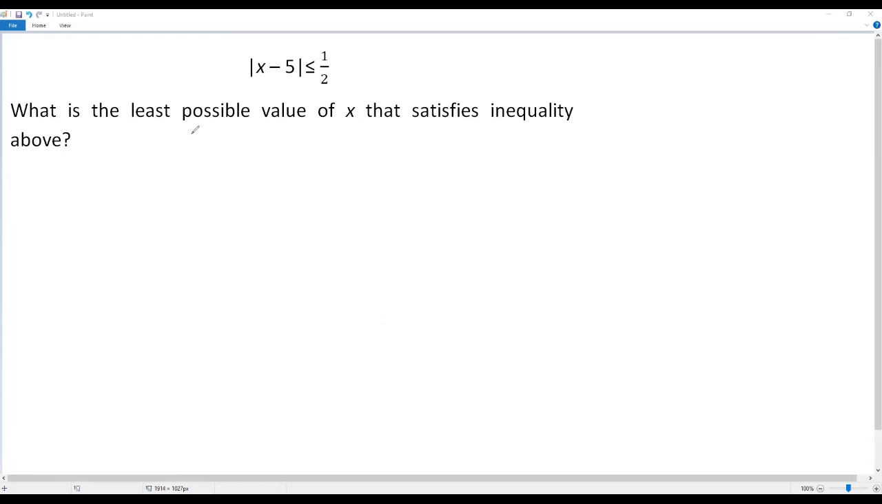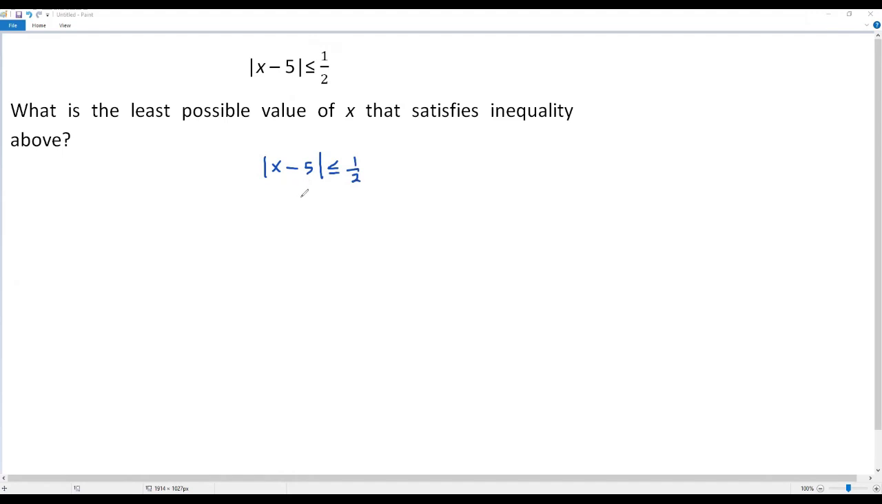Okay, here we have to find the least value of x which can satisfy this inequality. Actually, it is an absolute value inequality. Now let's solve this absolute value inequality to get the least possible value of x. Let me take the given inequality as it is. That is, absolute value of x minus 5 less than or equal to 1 half.